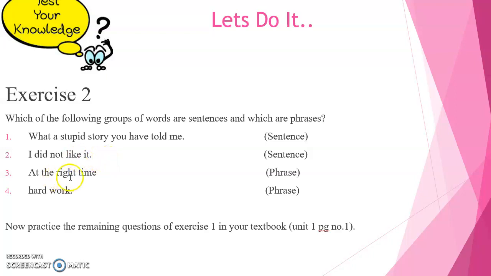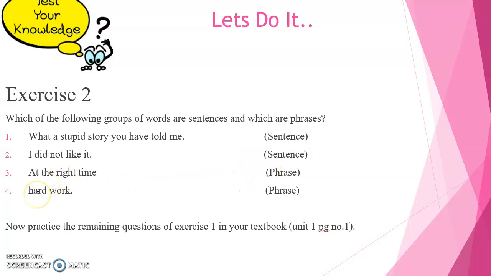Now come to the third. At the right time. Here you can see sense is not coming. Good sense is not coming. It does not start with a capital and does not end with a full stop. It also does not have a verb. It means it's not a sentence. It means it is a phrase.